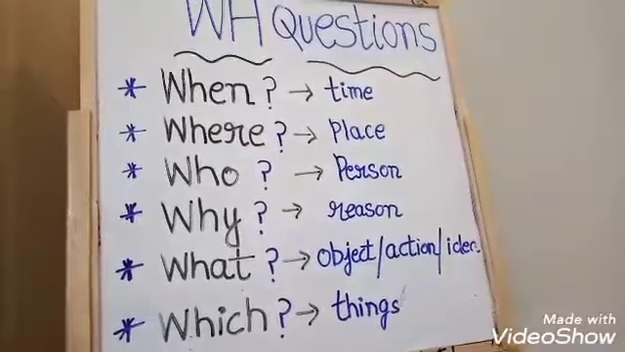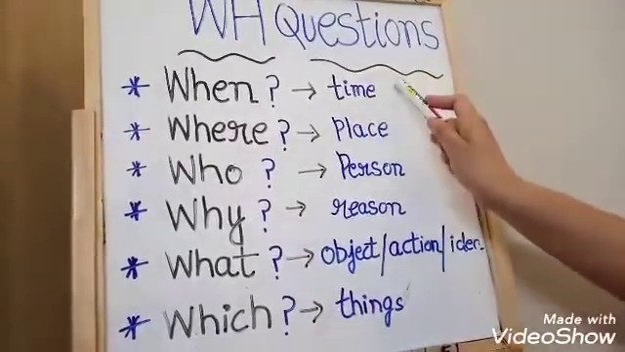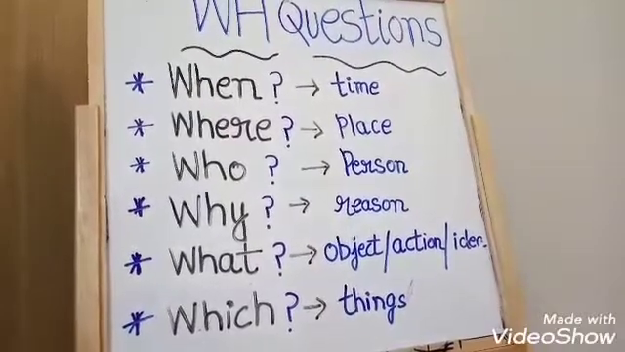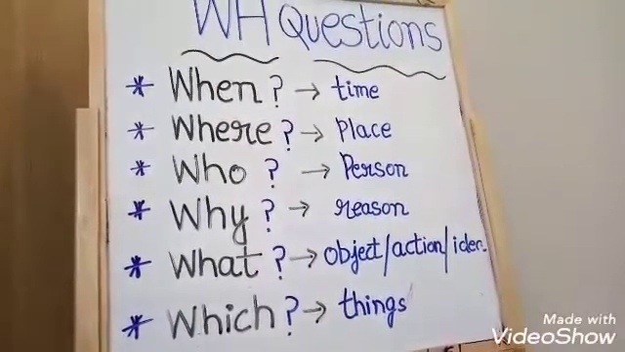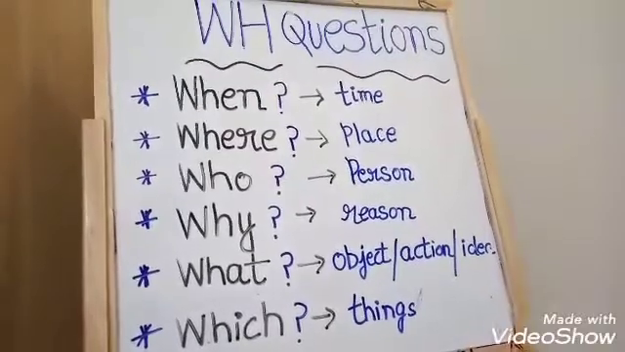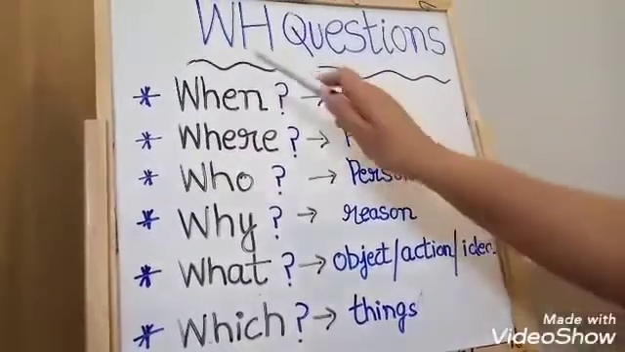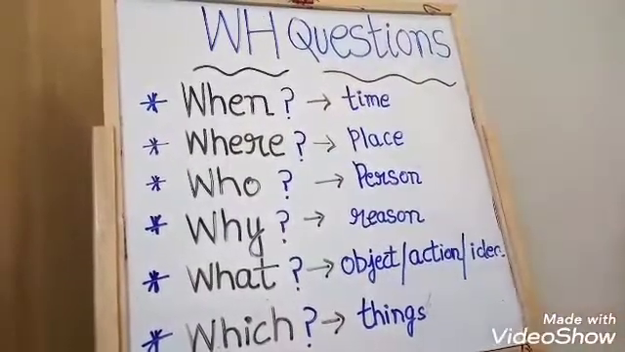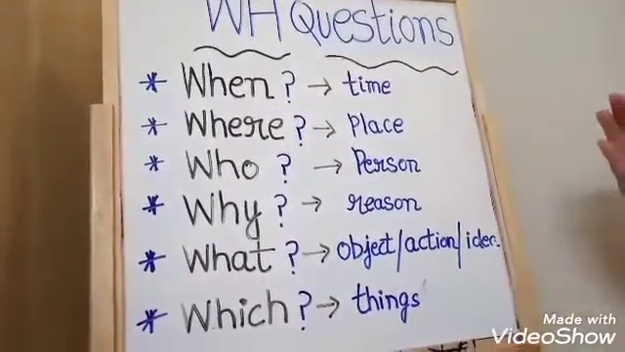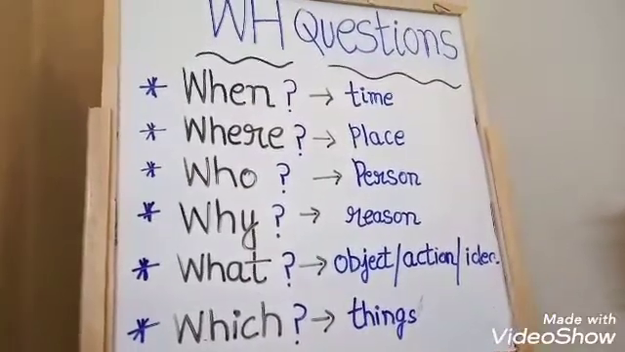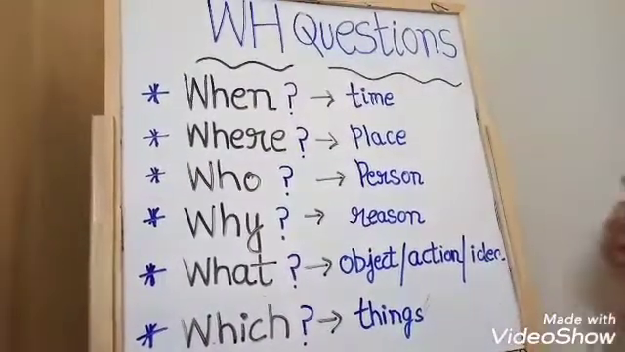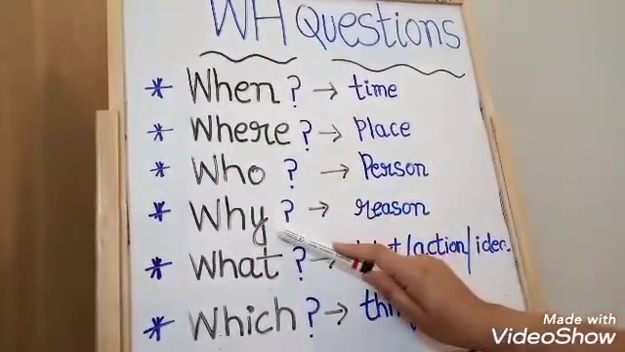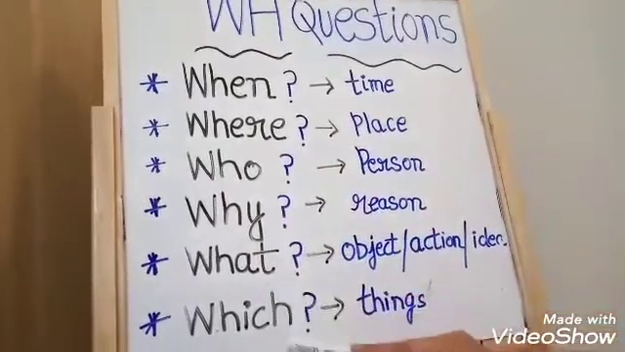Today I am going to tell you about a few WH questions. Well, what are WH questions? Questions that are asked to get a specific response or to derive specific information are called WH questions. In other words, if you want information about someone or something, you always have to ask questions like when, where, who, why, what, and which.